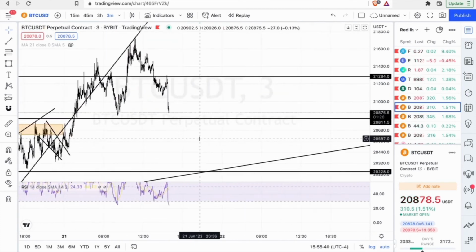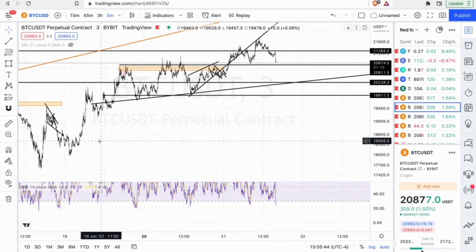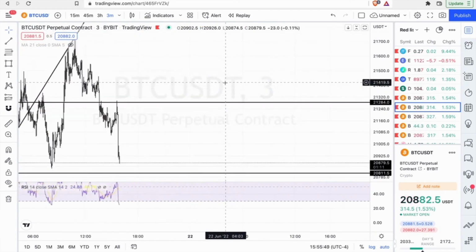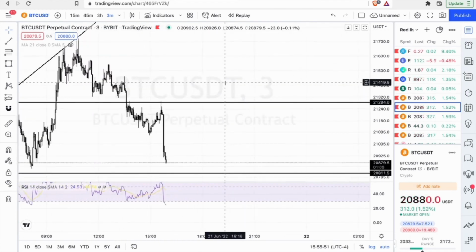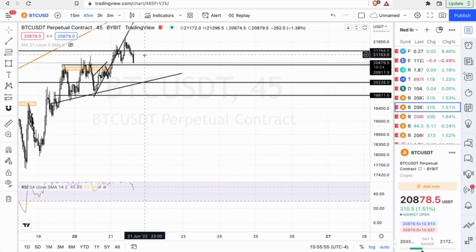Lots of support. We can see how the RSI is already back oversold, but the price action is still way above all of these prices. So we'll see who has some strength right here. Yeah, that's about it for right now.